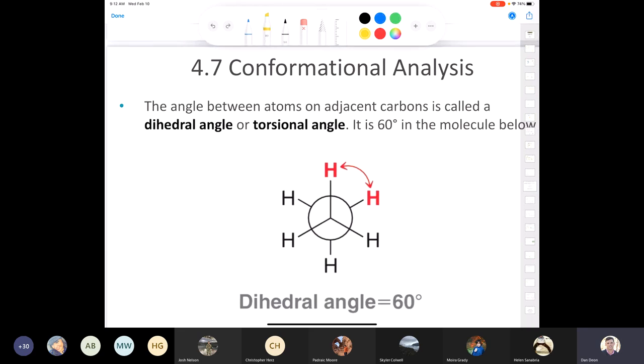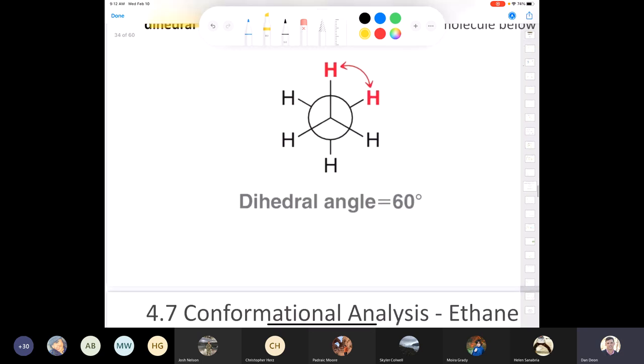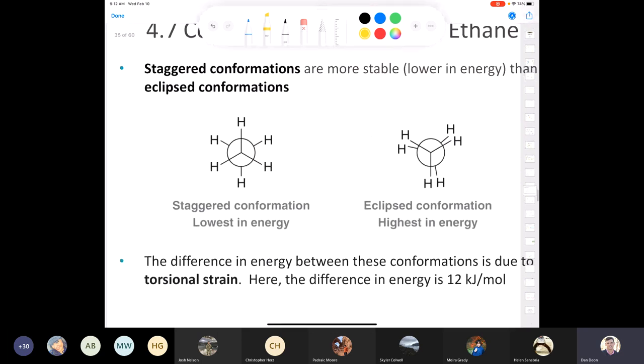Another name for dihedral angle is torsional angle. And I also went over what is a staggered conformation and an eclipsed conformation. Now, when they draw an eclipsed conformation in a textbook, they can't cover the hydrogens up perfectly. But yeah, that's how we would draw an eclipsed conformation.